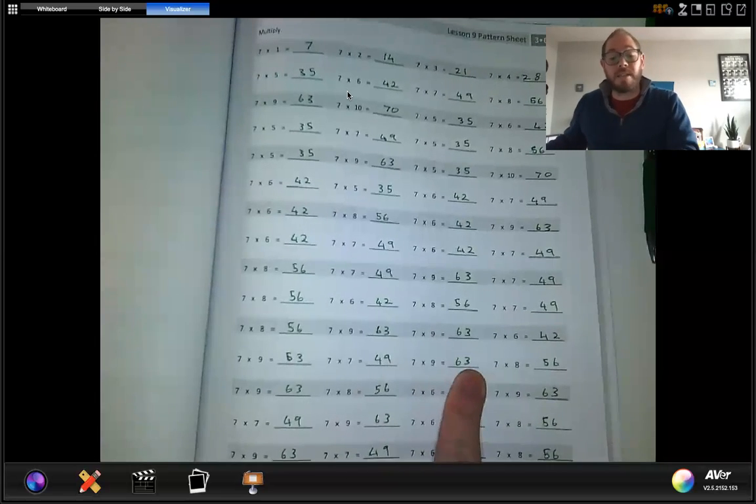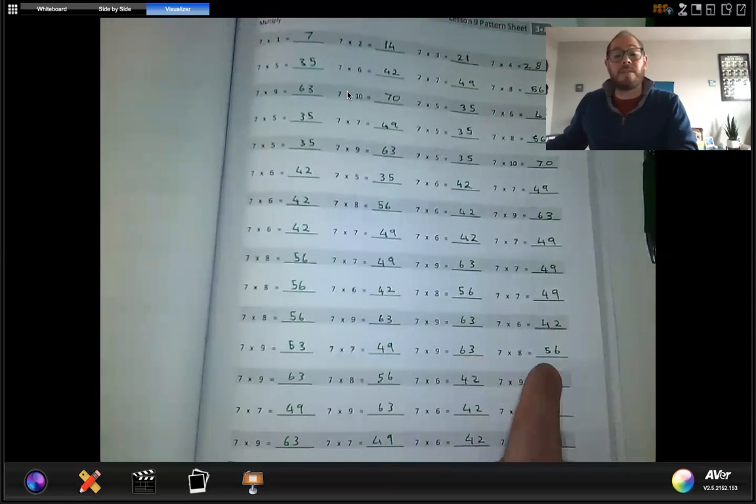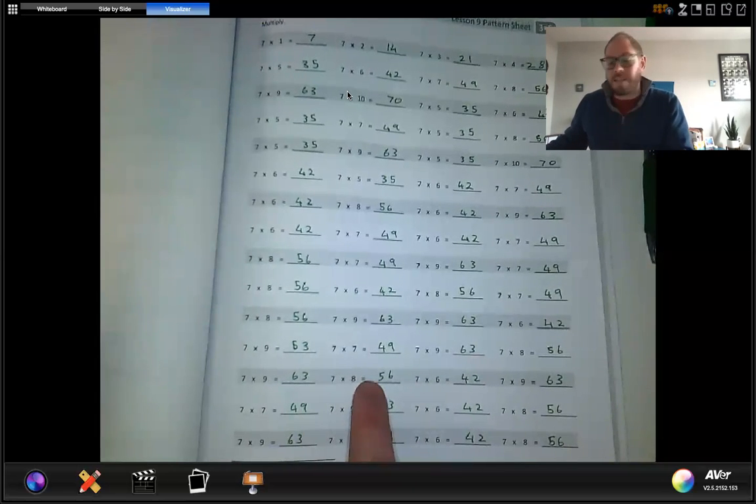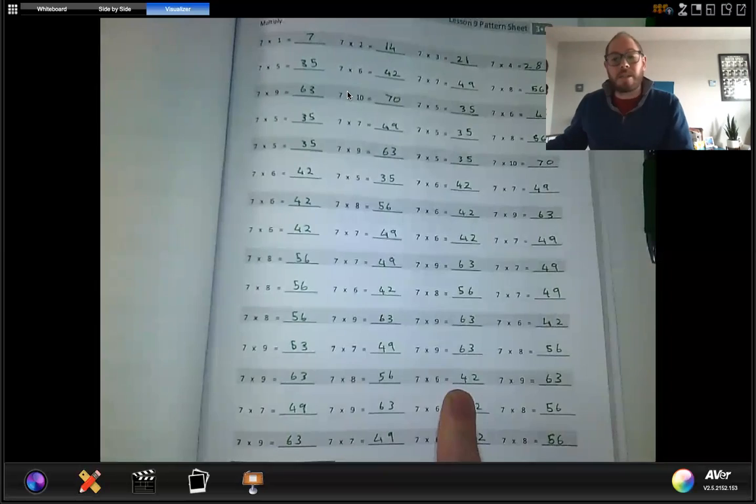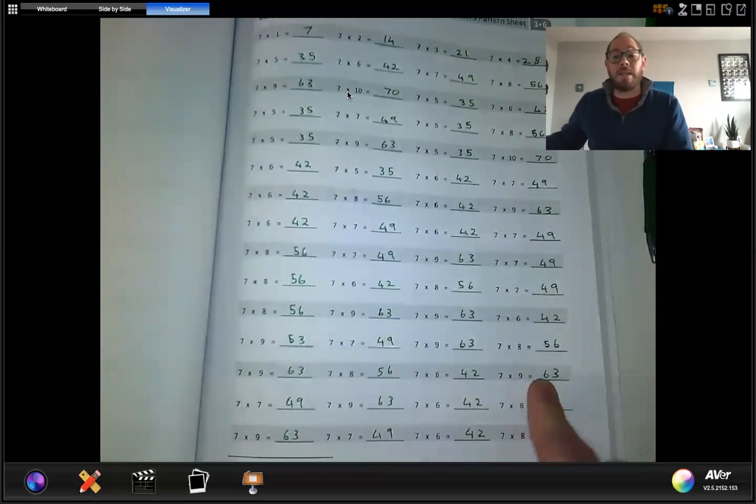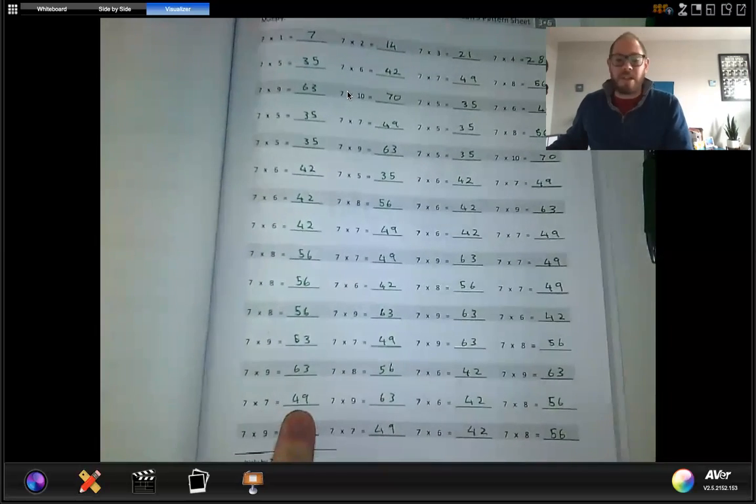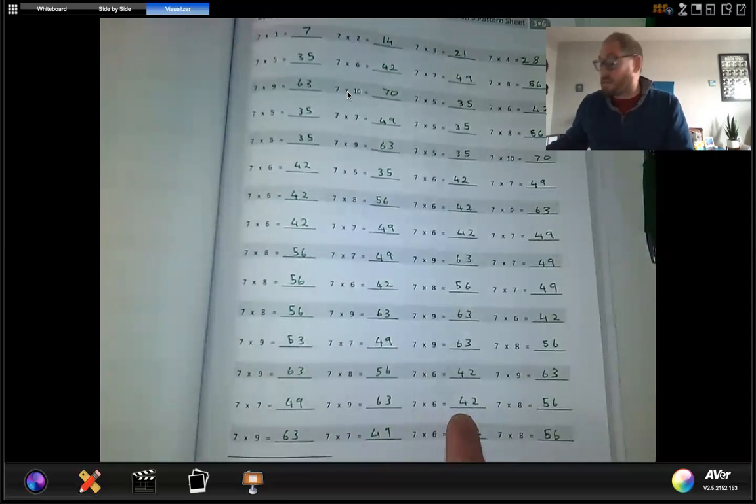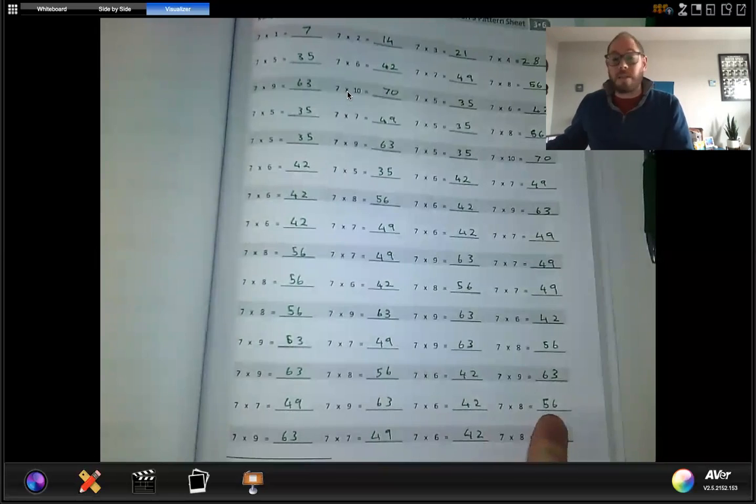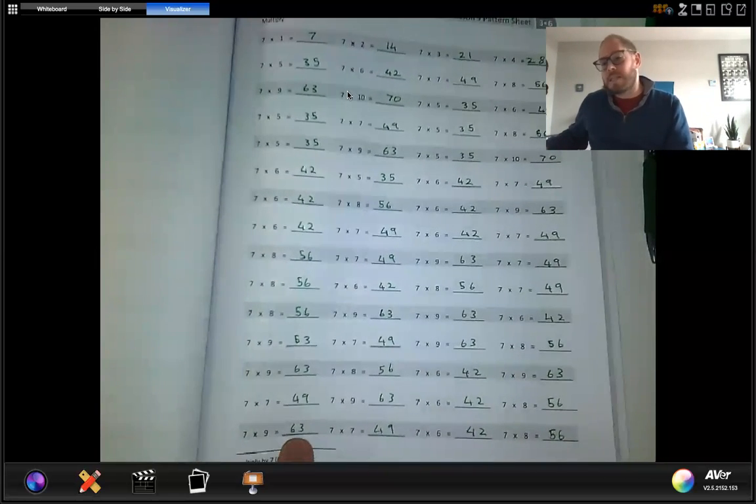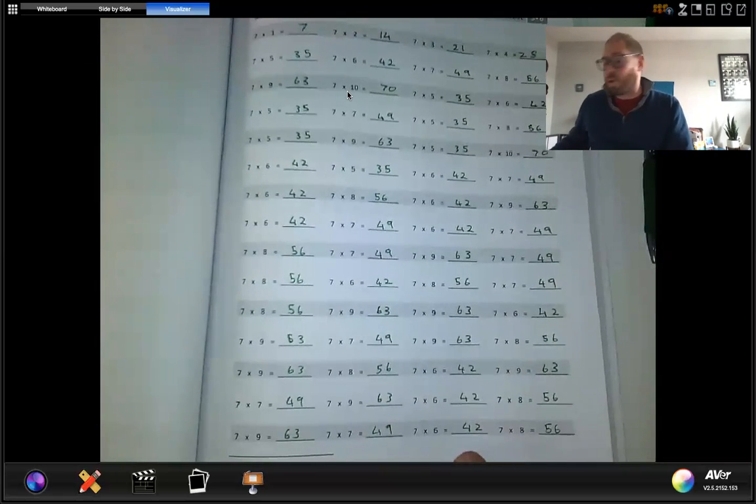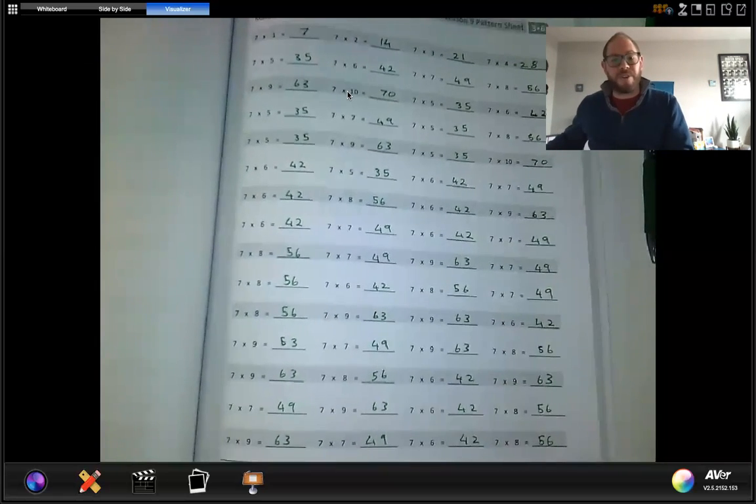7 times 9 is 63. 7 times 8 is 56. 7 times 9 is 63. 7 times 8 is 56. 7 times 6 is 42. 7 times 9 is 63. 7 times 7 is 49. 7 times 9 is 63. 7 times 6 is 42. 7 times 8 is 56. 7 times 9 is 63. 7 times 7 is 49. 7 times 6 is 42. 7 times 8 is 56.